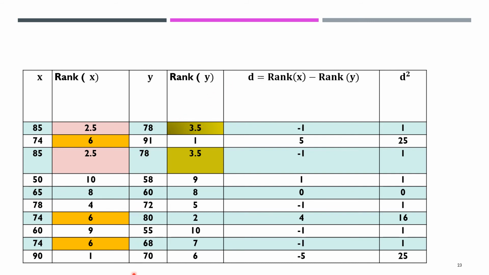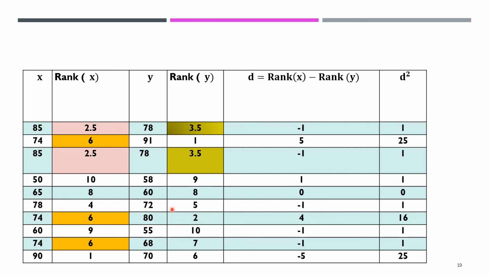Similarly, calculate the rank of y. The highest number is 91, given rank 1. The next highest is 80, given rank 2. After 80, the next highest number is 78. But we have 78 occurring 2 times. So there is a tie between the ranks 3 and 4. So take the average of 3 and 4, that is 3 plus 4 divided by 2, which is 3.5, 3.5. So 3 is gone, 4 is also gone.